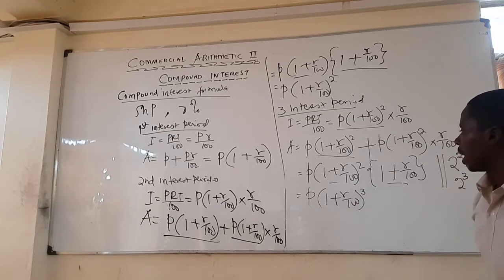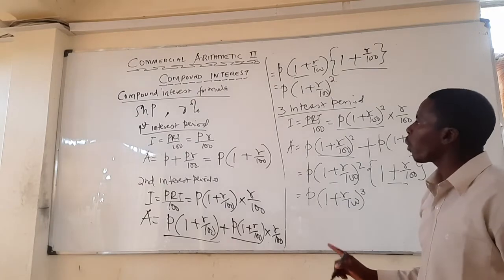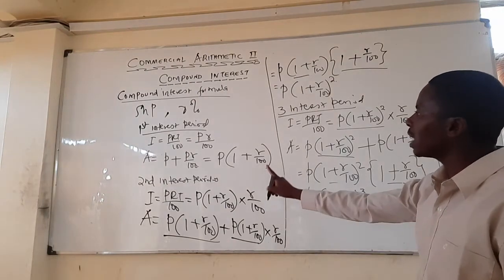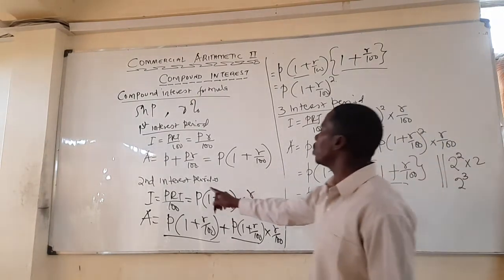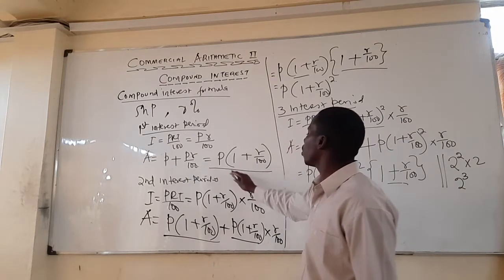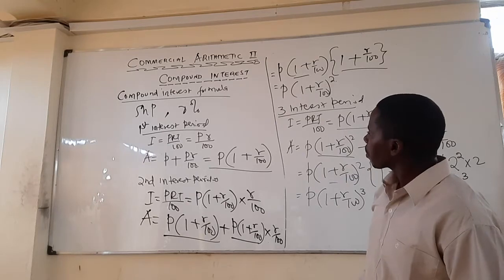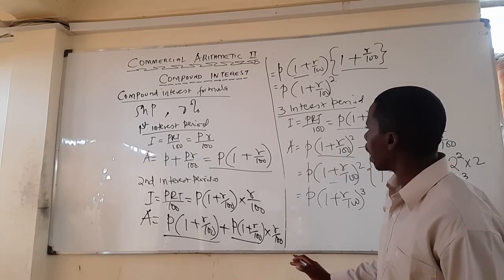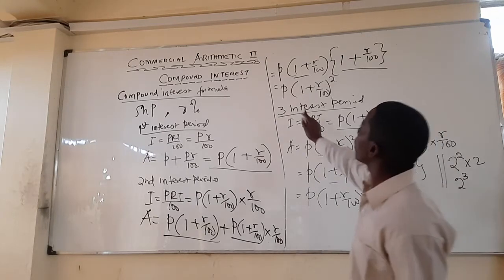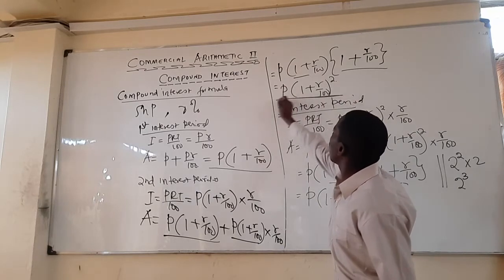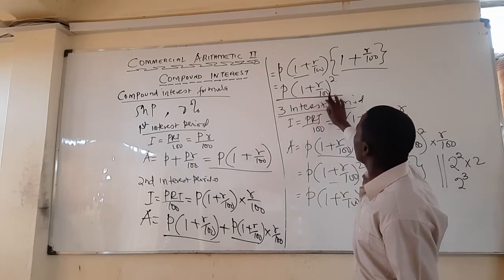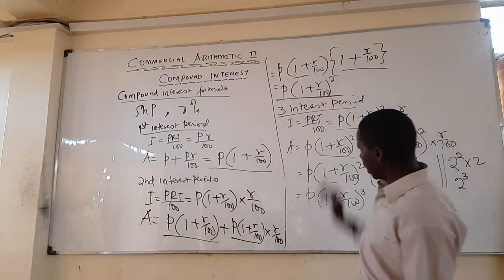And if you observe well, in our first interest period, the amount was P into bracket 1 plus R over 100. Then the second interest period amount, we had P into bracket 1 plus R over 100 squared.